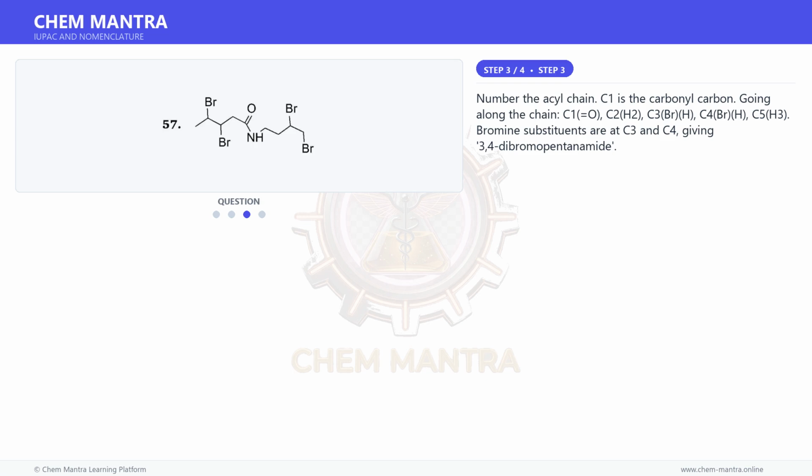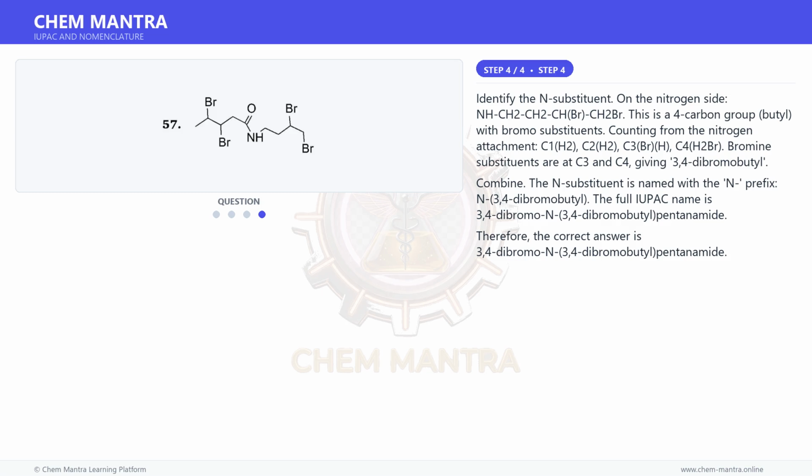Number the acyl chain. C1 is the carbonyl carbon. Going along the chain: C1 is C=O, C2 is H2, C3 is Br, H, C4 is Br, H, C5 is H3. Bromine substituents are at C3 and C4, giving 3,4-dibromopentanamide. And for the final step, identify the N substituent.